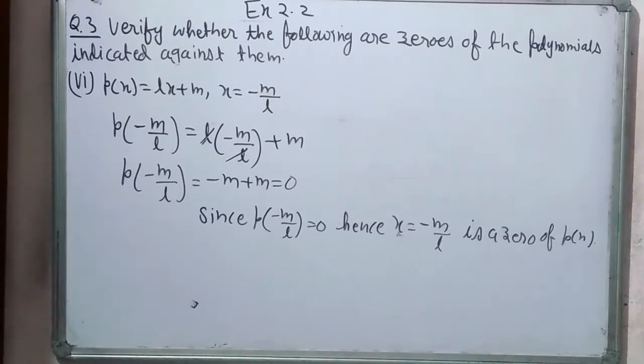Whatever be the case, whatever be the polynomial, whatever be the given value of x, we have always to put that in the polynomial. If the value is coming 0, then the given value is a 0 of the polynomial.